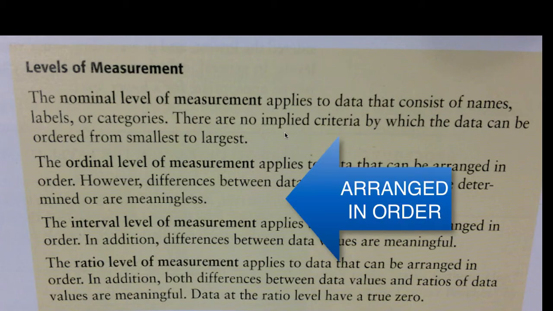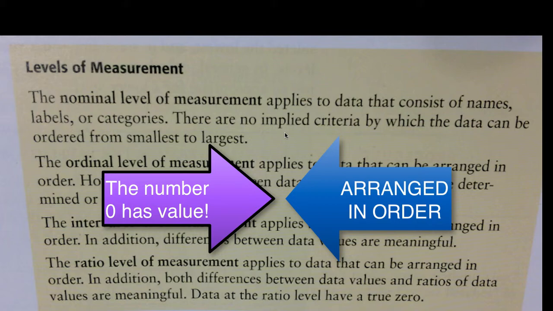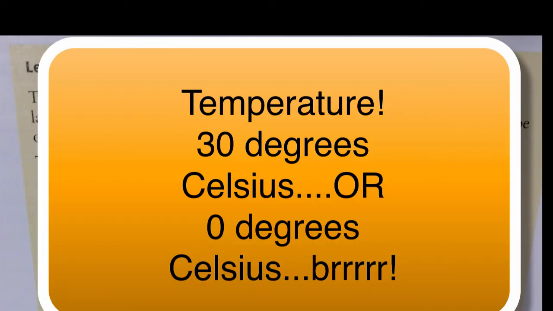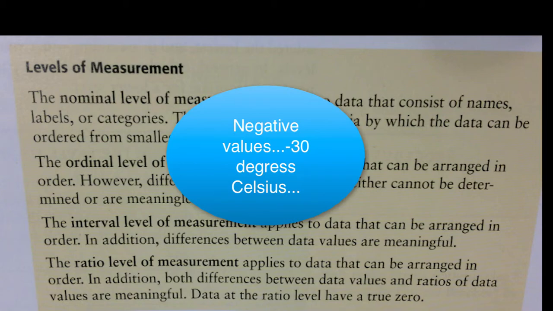The interval level of measurement applies to data that can be arranged in order. As well, the differences between data values are going to be meaningful. And 0 does not necessarily mean that there is no data. So that's one way of being able to determine whether something is an interval level of measurement. A good example of interval data is temperature. For example, 30 degrees Celsius is twice as hot as 15 degrees. 0 degrees doesn't mean that there's no temperature, it just means it's very, very cold. As well, negative values can also be used with interval data, such as negative 30, like 30 degrees below 0.